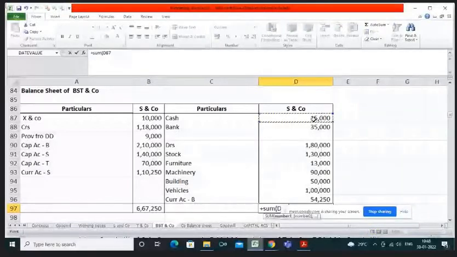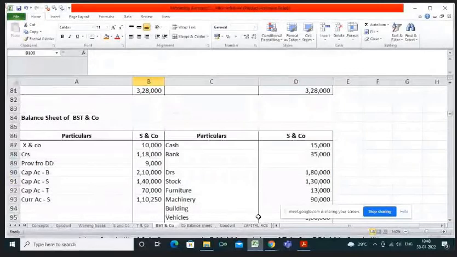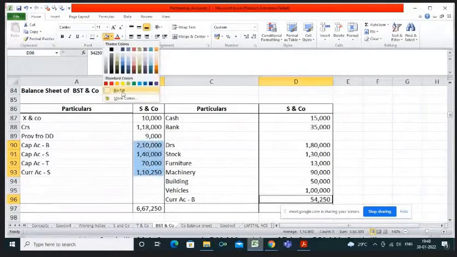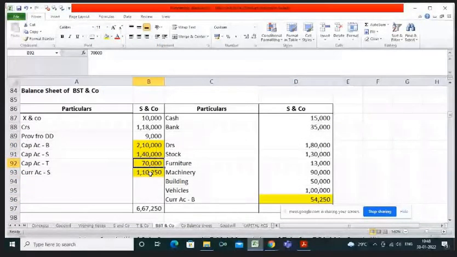So on the asset side also, we will be having a balance of 6,67,250. So what will be the differences here? If you simply add up the assets and liabilities, it will not add up because of adjustments in the capital, in the ratio of profit sharing. We have done the adjustments for current accounts.